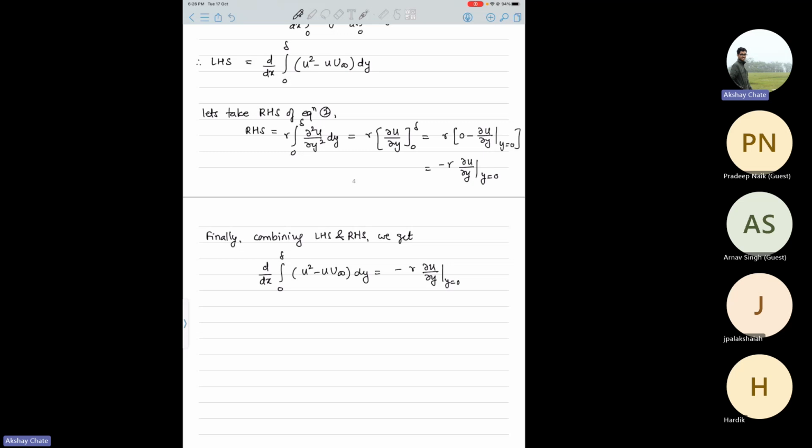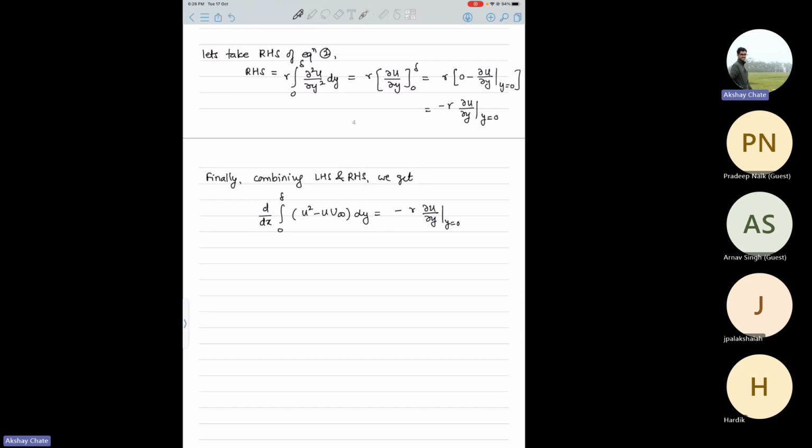And this is a famous equation. This del u by del y at y equal to 0, you know that tau is nothing but mu del u by del y at y equal to 0. So if you use that manipulation, this becomes tau wall by density. And this is a famous equation called von Karman's momentum integral equation. So you may have heard this term in some literature.